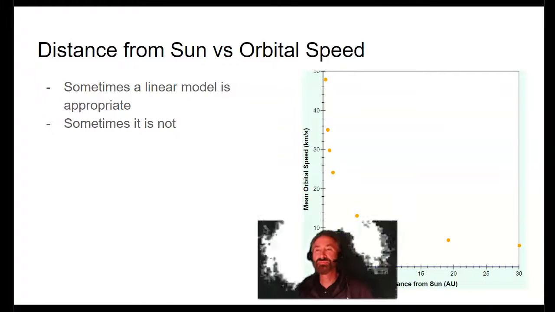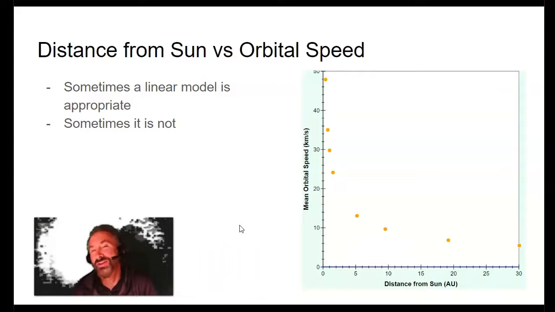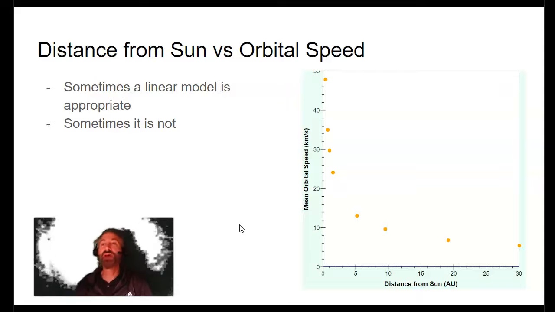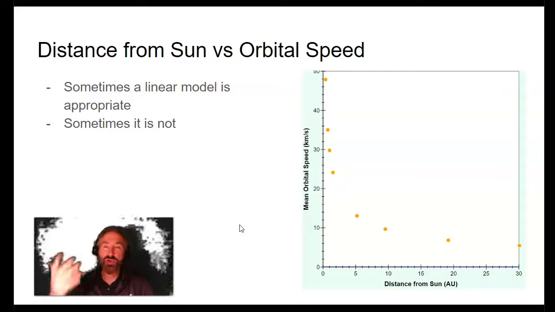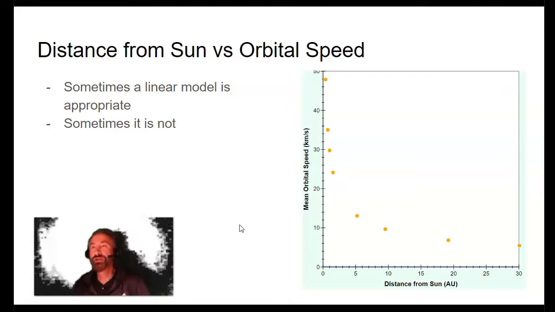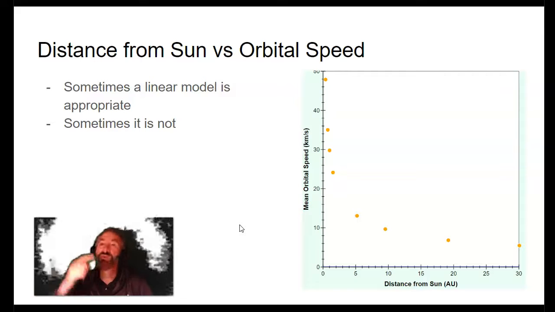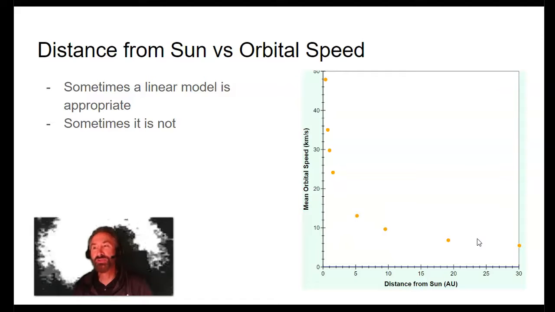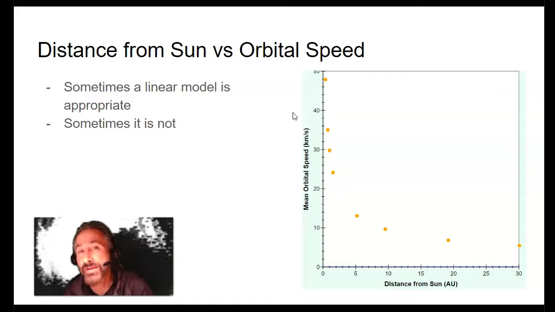Now, take a look at this. This one's a little different. Here we have the distance from the sun versus the orbital speed of a planet. In other words, how fast does the planet make it around the sun? We'll call that the orbital speed. Well, what is the speed the planet is going as it travels around the sun? It turns out that the farther you are from the sun, the slower the overall speed, and the closer you are to the sun, the faster the overall speed. So in this case, a linear model is definitely not appropriate.